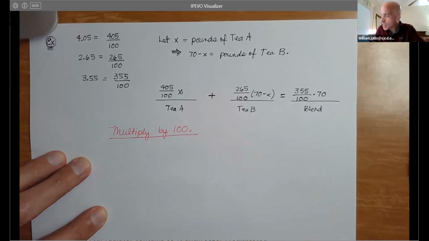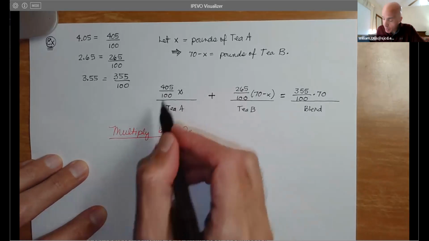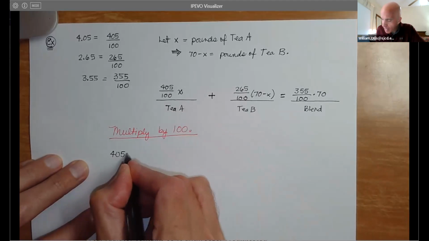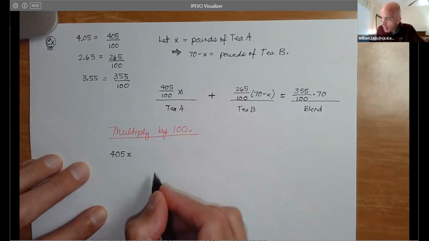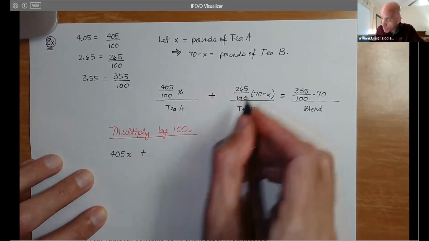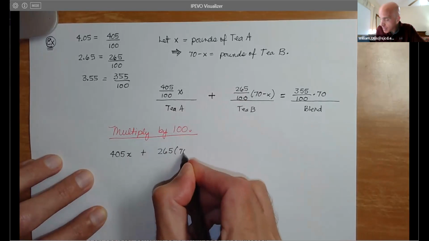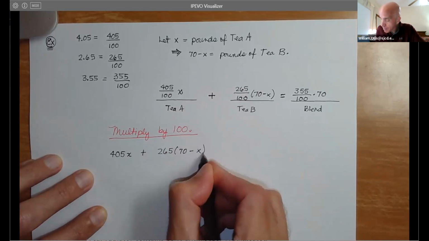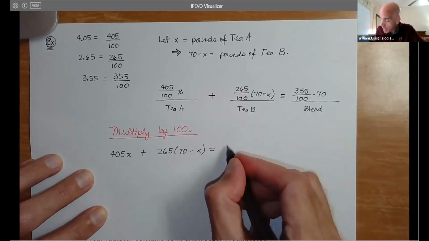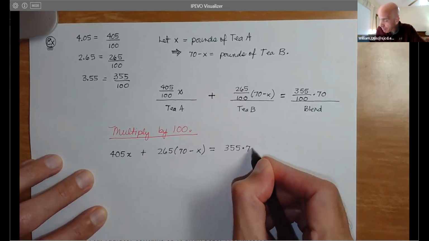Now, this is what I talk about symbolic calculation. As we multiply by 100, the 100s absorb. You don't even have to write it out if you don't want. And then plus, again, multiplying by 100, this will absorb 265 times (70 minus x). And then, of course, the 100 here absorbs, and we have 355 times 70.